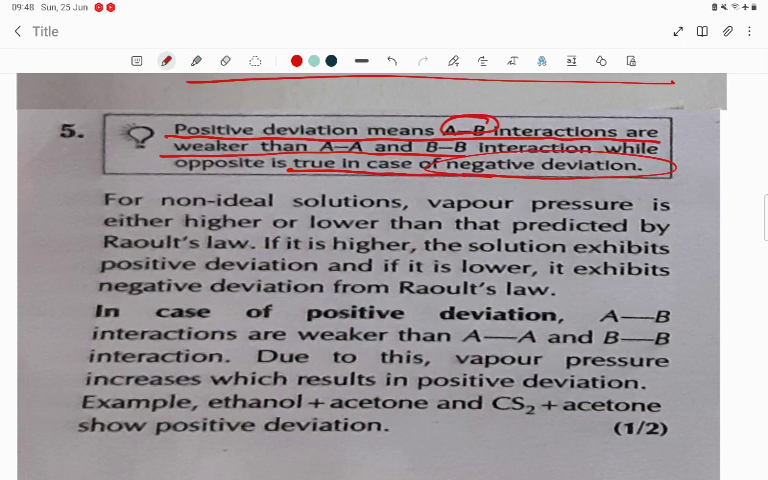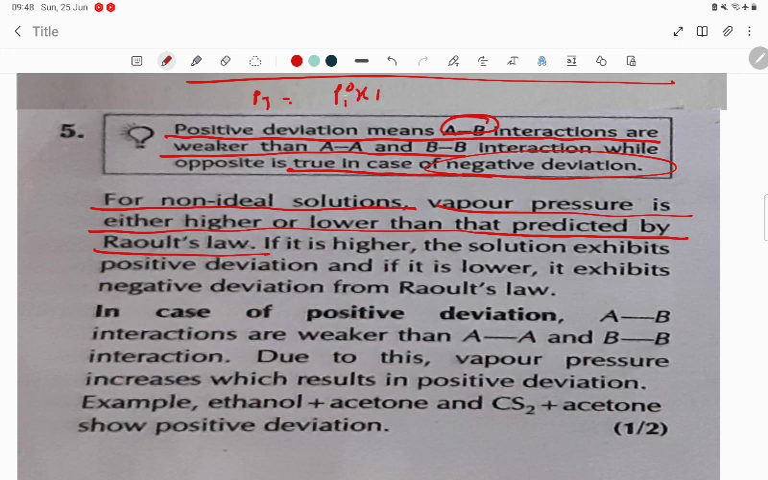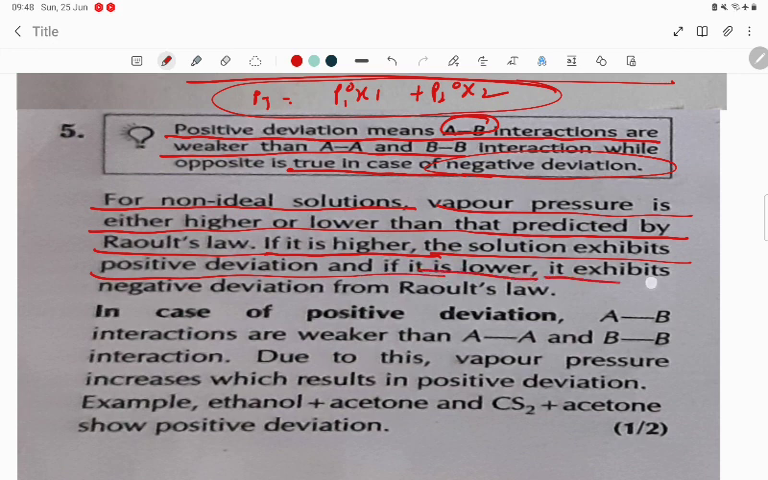Now let us go into detail. For a non-ideal solution, the vapor pressure is either higher or lower than that predicted by Raoult's law. Raoult's law predicts by this formula, students: P total is equal to P1 naught x1 plus P2 naught x2. The actual value is not going to be the same. If it is higher, the solution exhibits positive deviation, and if it is lower, it exhibits negative deviation from Raoult's law, right?